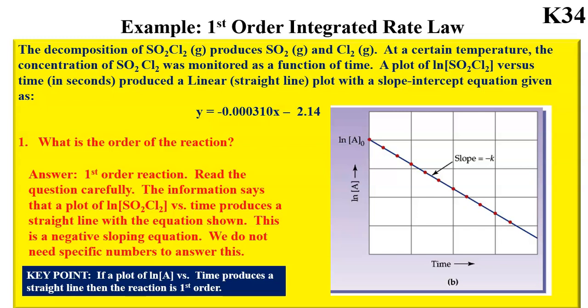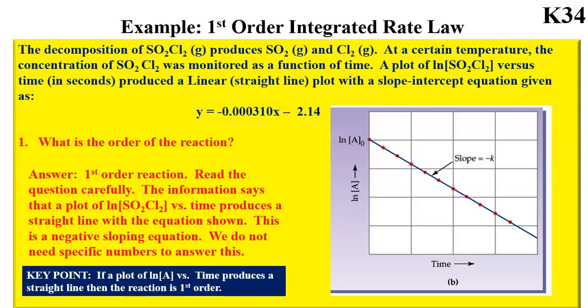So the first question is, what is the order of the reaction? Excuse me, I'm sorry, I jumped ahead. So what is the order of the reaction? Well, again, if the natural log of SO2Cl2, the reactant, versus time produces a straight line, then it's got to be a first order reaction. So, first order reaction. Read the question carefully.